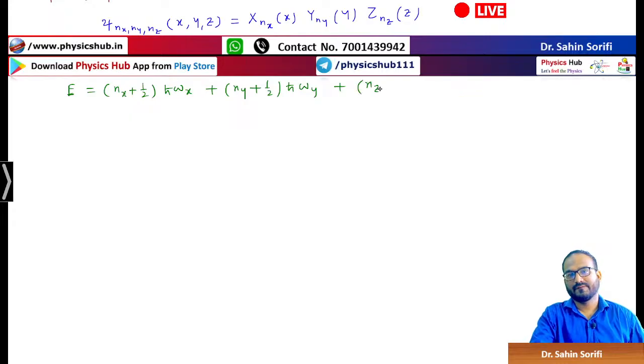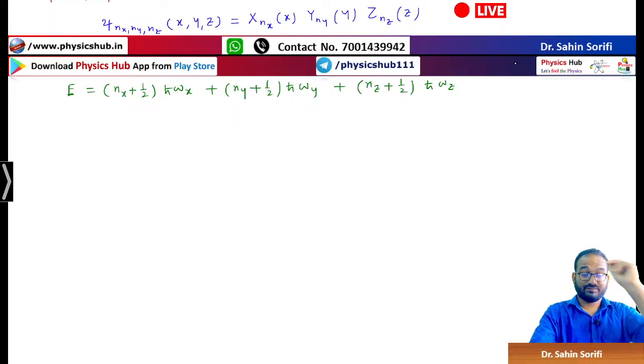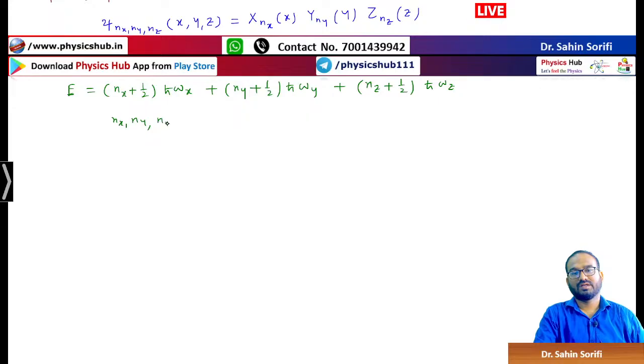E equals (nx plus half)ħωx plus (ny plus half)ħωy plus (nz plus half)ħωz. Now here you can see as usual your nx, ny and nz will all start from 0, 1, 2, 3 and so on.